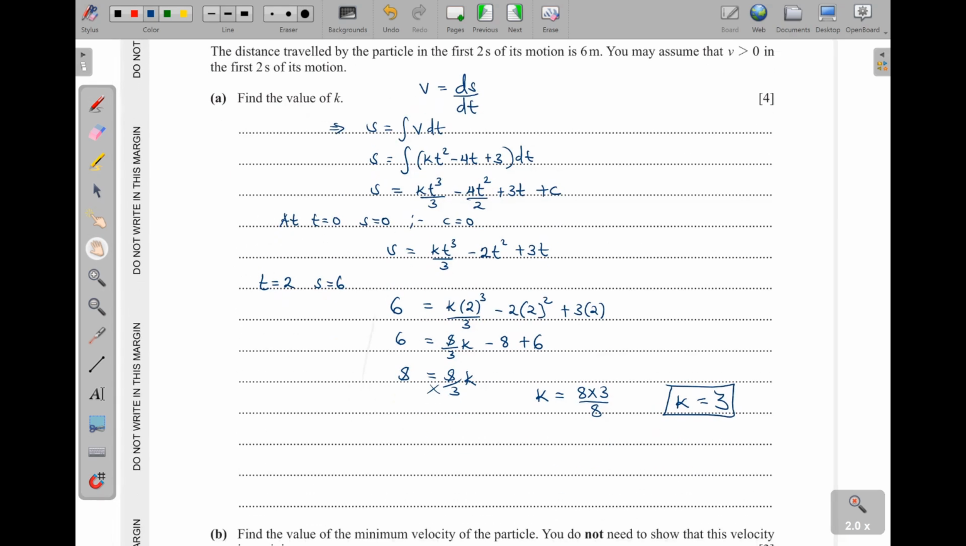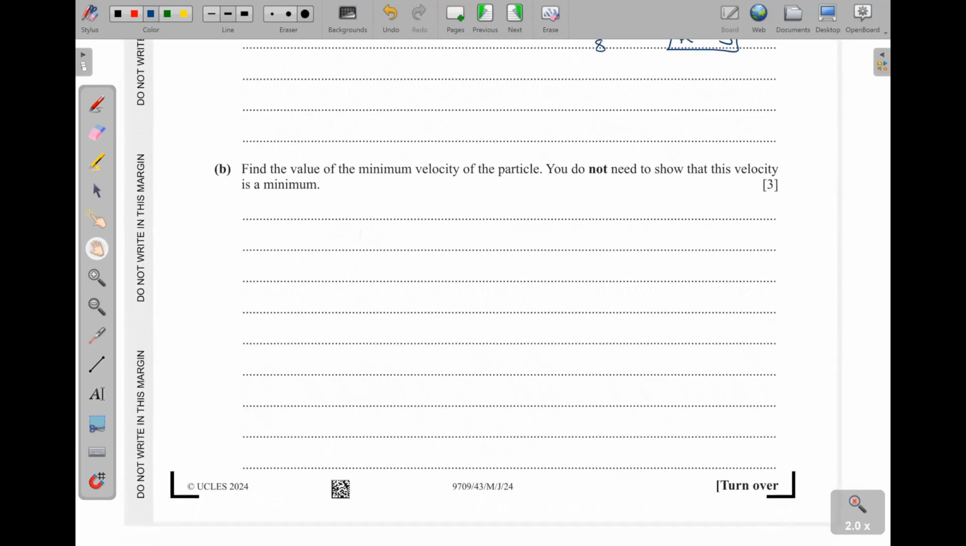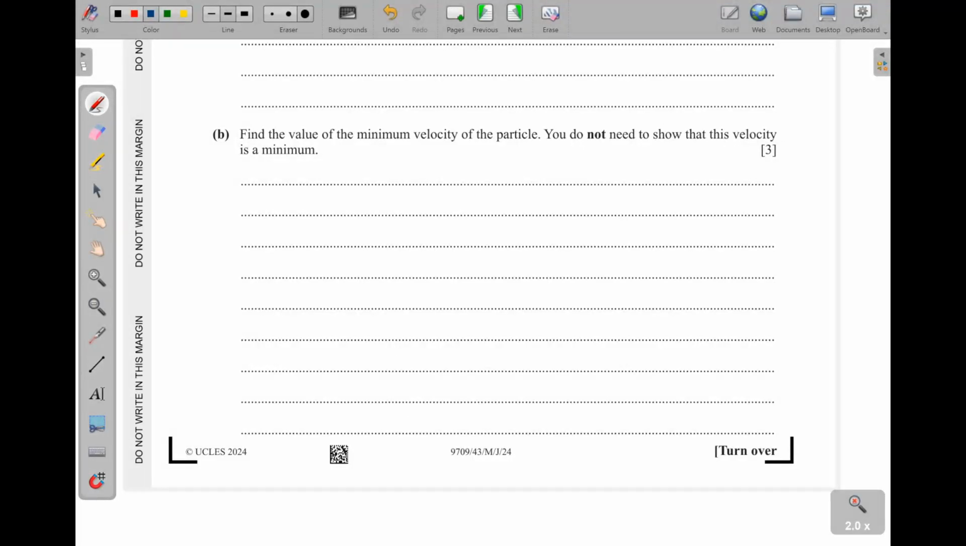Then part B, find the value of the maximum velocity of the particle, you do not need to show that this velocity is minimum. Now, for minimum, just like in pure math, if you are finding the minimum or maximum point, you differentiate and equate to 0. So for minimum velocity, dv/dt has to be equal to 0. Remember, our v is equal to kt squared, so we shall have 3t squared minus 4t plus 3.